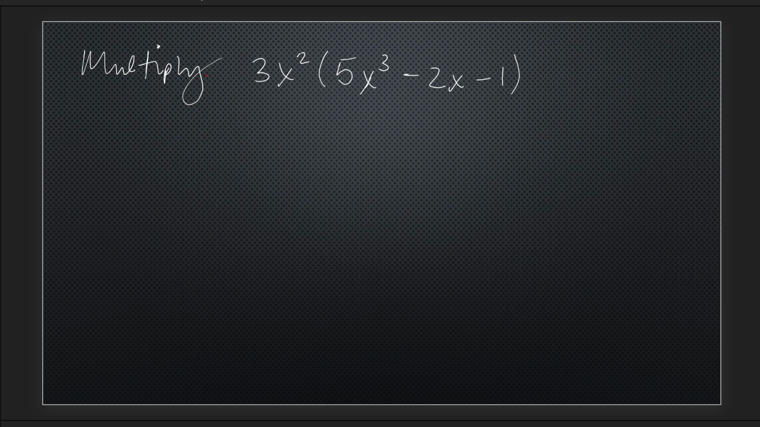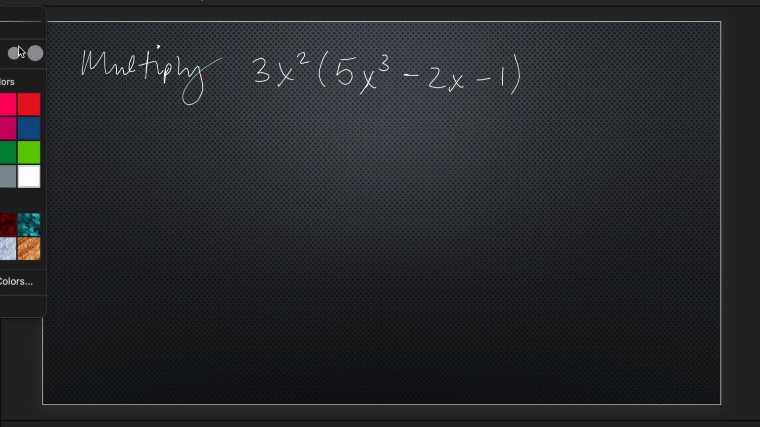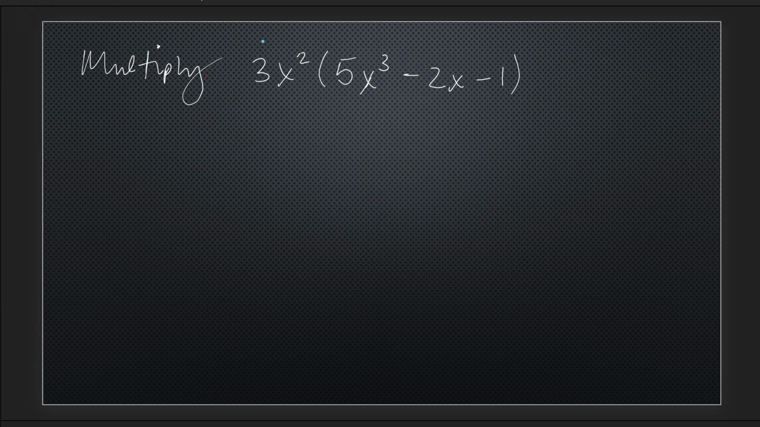So in this problem, it's a little bit more complex. Multiply 3x squared times 5x to the third minus 2x minus 1. So 3x squared needs to be distributed to each term inside the parentheses, because all those terms inside the parentheses are unlike anyway. Cannot combine these. This is an x to the third term. This is an x term. This is just a number.